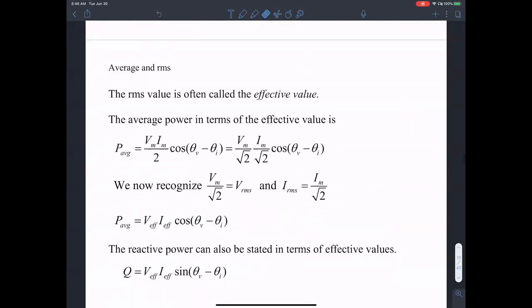The RMS value is often called the effective value. So the average power in terms of the effective value can be shown to be P average equals VRMS times IRMS times cos of the power factor angle, theta V minus theta I. The reactive power can also be stated in terms of the effective value. So remember, there is the average power, and then there is the reactive power. The reactive power, the term that has the sinusoid associated with it, is V effective or VRMS, times I effective, IRMS.